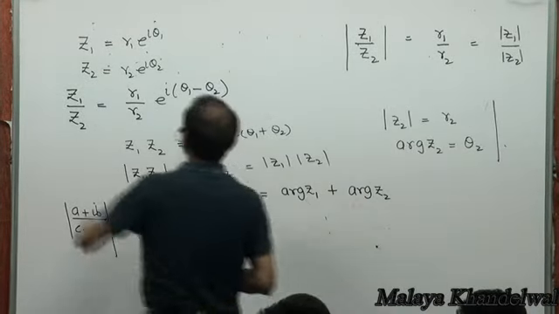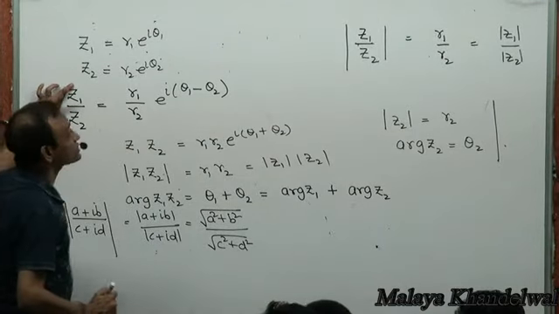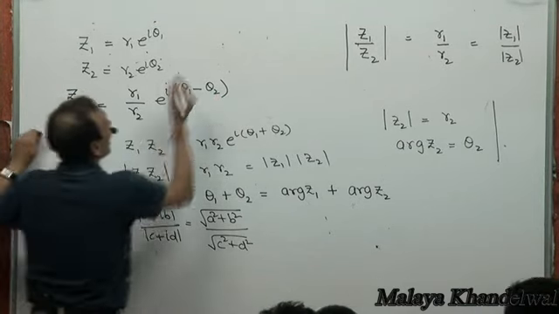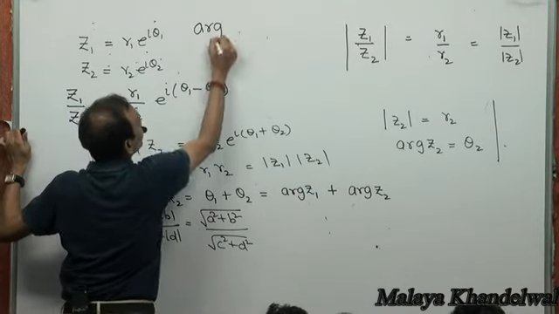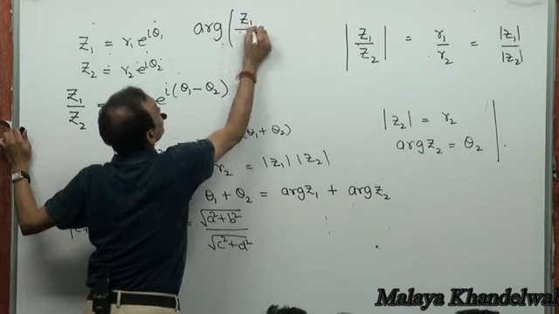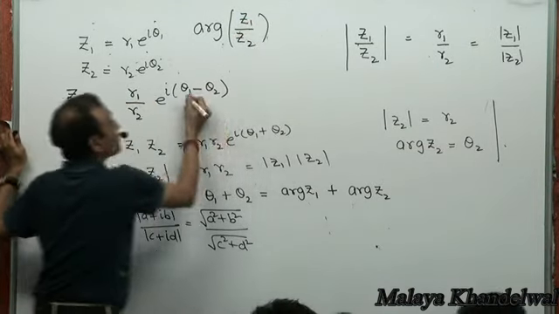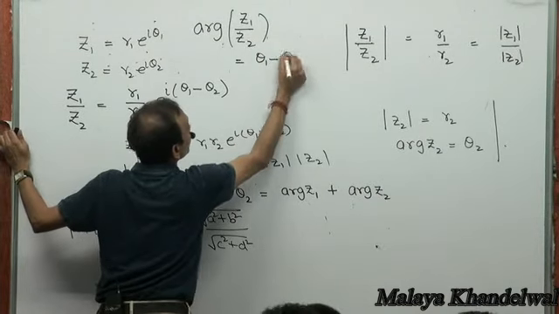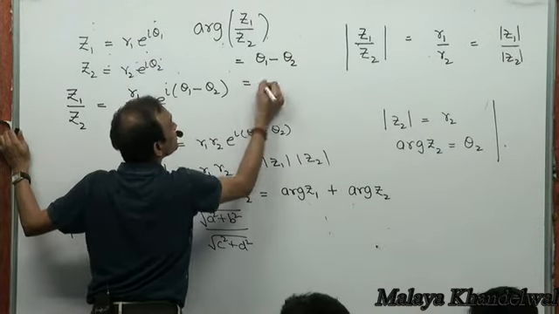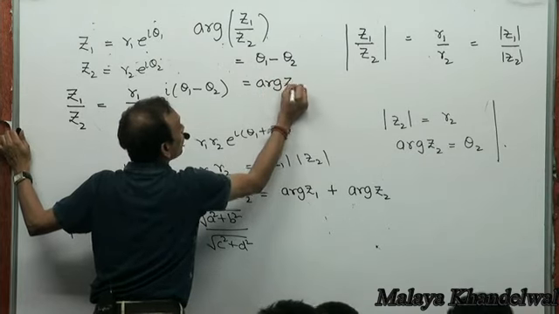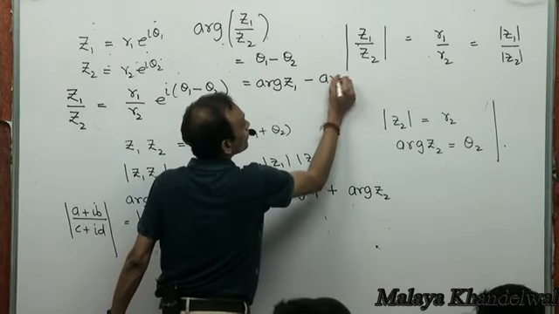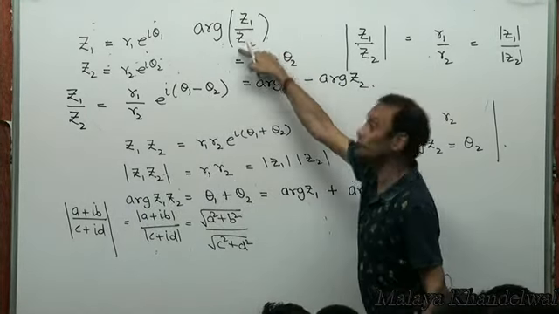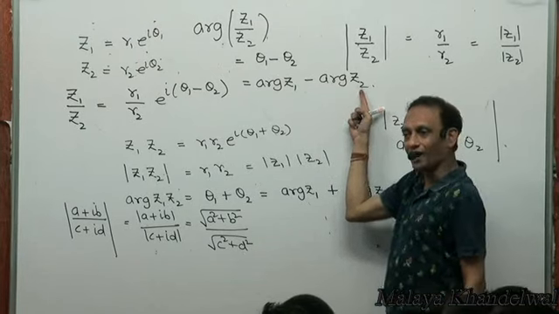Now, this is a complex number. And what is its argument? Theta 1 minus theta 2. That means the argument of z1 by z2 is theta 1 minus theta 2. What is theta 1? Argument of z1. What is theta 2? Argument of z2. That means the argument of the ratio is the difference in the arguments.